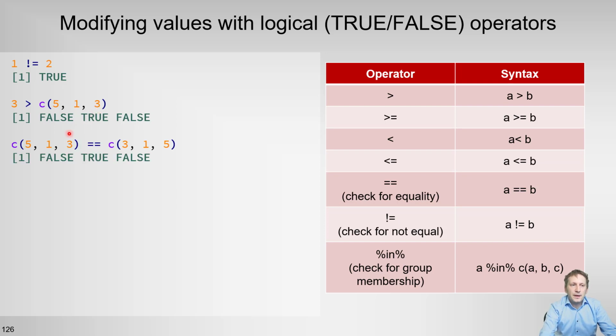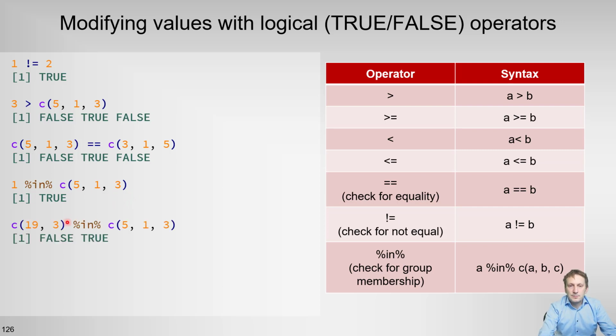We can also compare 2 vectors element-wise and look at c(5, 1, 3) versus c(3, 1, 5), and we see that it returns false, true, false. What's also really interesting is the in operator. So we can type 1 in c(5, 1, 3) and it will test if 1 is in that sequence, and it is, right? So the second element is 1, so 1 is indeed part of it.